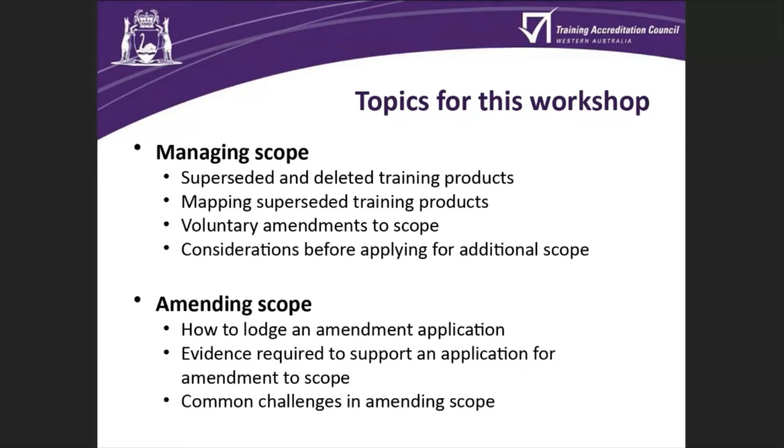Then we'll be looking at evidence required to support an application for amendment to scope, and we'll be taking you through the criteria from the standards for RTOs that are mandatory or that always apply if you are amending scope. And we'll also be looking at those that might apply, the if applicable components. And we'll also touch on things like fees and other aspects at that point.